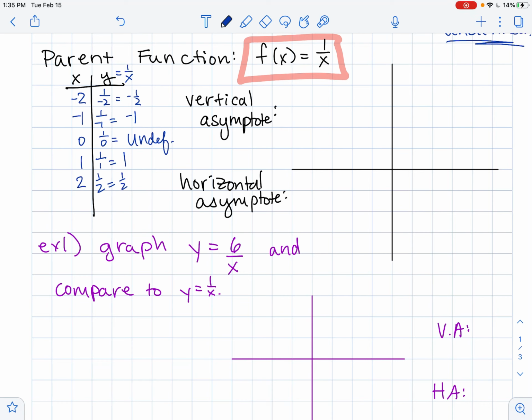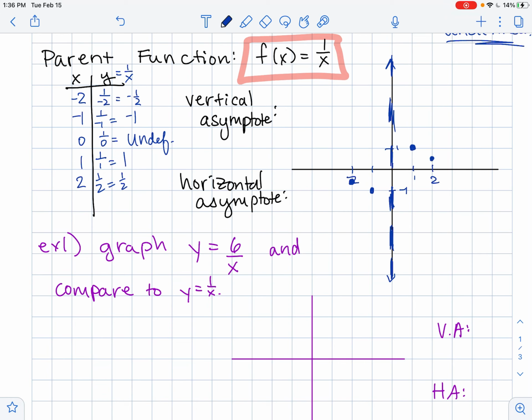So we're going to plot those points. At negative 2, if this is negative 1 here, negative 1/2 would be about right here. Negative 1 is right here. At 0, the value is undefined. So when x is 0, we have an undefined line here. We know it can't equal anything, so we draw a dashed line. At 1, it equals positive 1. And at 2, it equals 1/2.